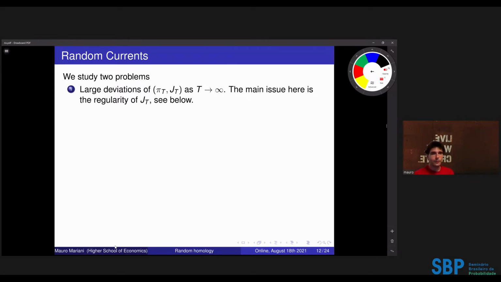I studied two problems. One is simple with some hidden problem, which is the large deviation of P_T, J_T. This large deviation is written in a second, but the main issue will be the regularity of J_T. And then the projection of J_T on harmonic one-forms.